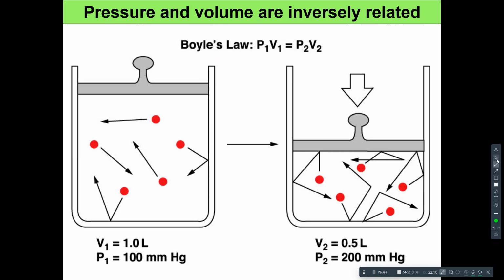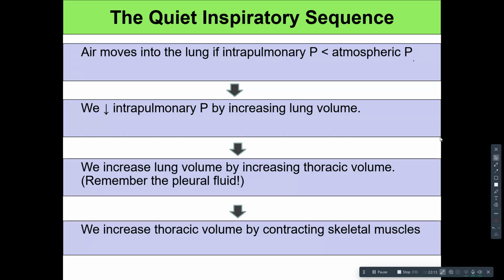Okay, this is super important. We're going to utilize this. So to breathe in quietly and normally, here is what we're going to need to do. Air is only going to move into my lungs if my lung pressure is lower than my atmospheric pressure. So I need to decrease my lung pressure. I decrease my lung pressure by increasing my lung volume. I'm going to increase my lung volume by increasing my thoracic volume.